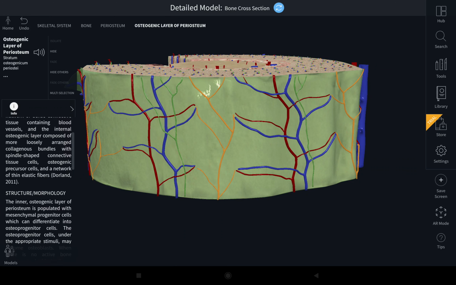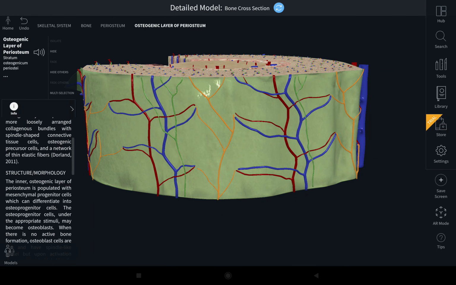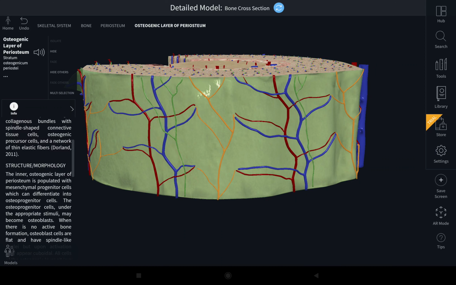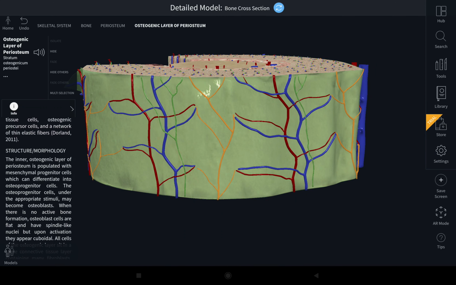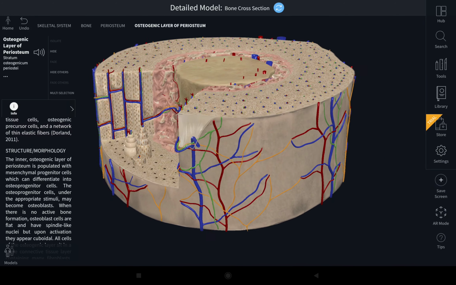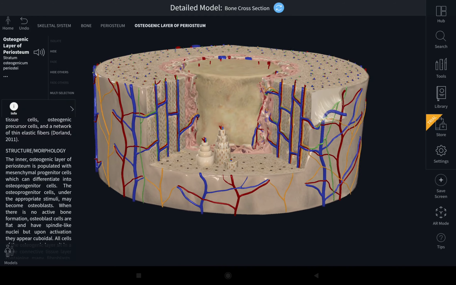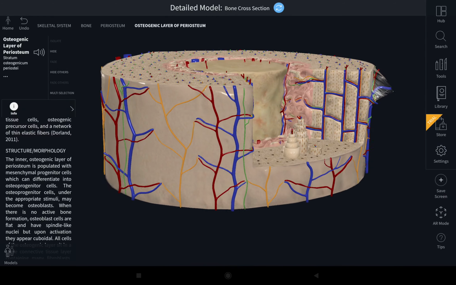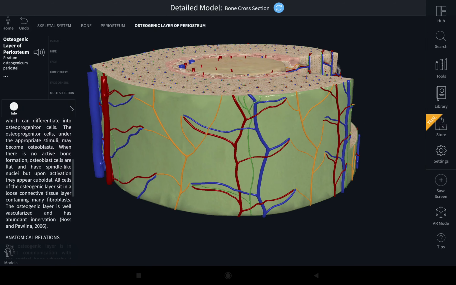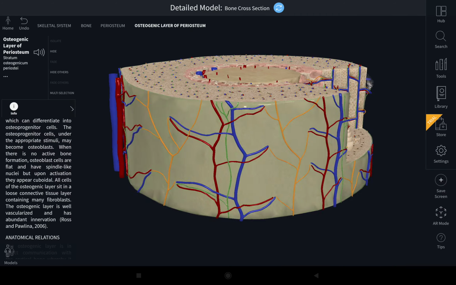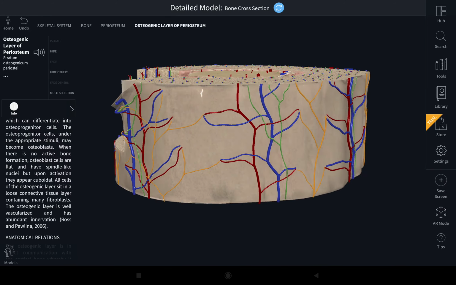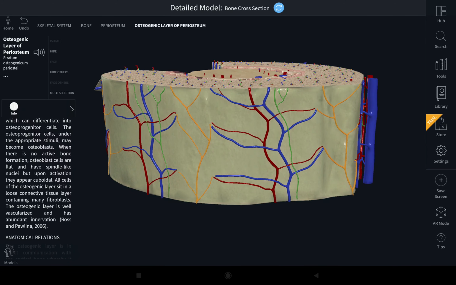The inner osteogenic layer of the periosteum is populated with mesenchymal progenitor cells, which can differentiate into osteoprogenitor cells. The osteoprogenitor cells under the appropriate stimuli may become osteoblasts. When there is no active bone formation, osteoblast cells are flat and have spindle-like nuclei, but upon activation they appear cuboidal. All cells of the osteogenic layer sit in a loose connective tissue layer containing many fibroblasts. The osteogenic layer is well vascularized and has abundant innervation.